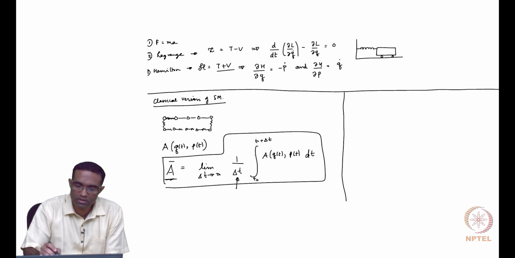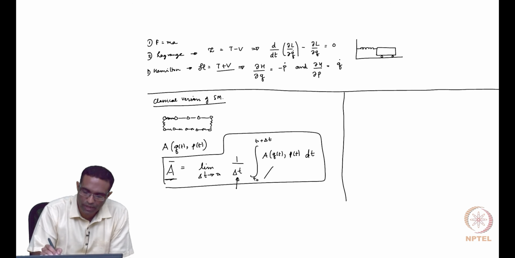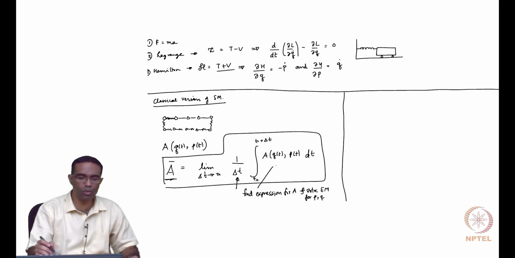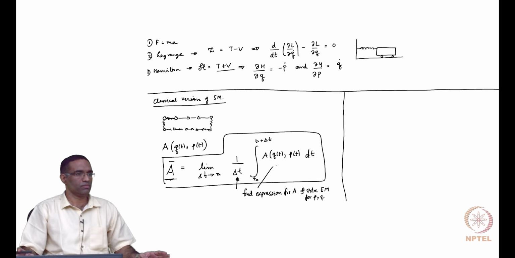Now the whole problem is, there are two issues. First, find the expression for A, and then solve the equations of motion for this P and Q. So remember, what are P and Q? They are the momenta and the positions of all the atoms comprising the system, right?